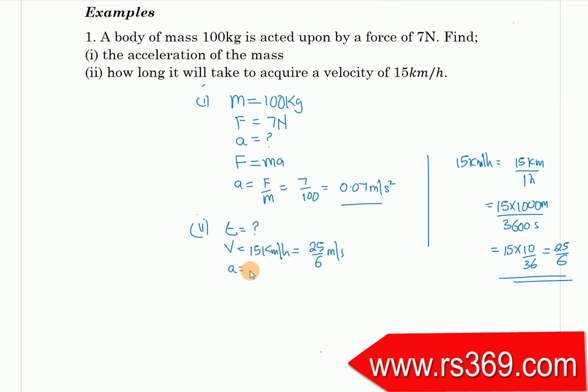Now we have acceleration as 0.07 meters per second squared, and we are looking for t. U shall be 0, because they didn't say that this body was moving at any velocity, so it was at rest. We now use the fact that v is equal to u plus at, where v, which is 25 divided by 6, is equal to u, which is 0, plus a, which is 7 over 100, times t, the t which we are looking for.